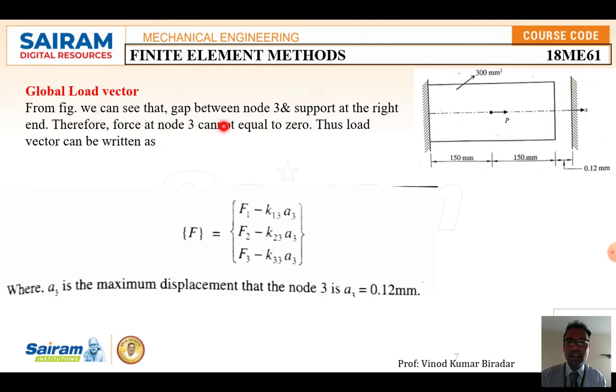We can see that there is a gap between node 3, not node 2 or node 1, and the support at the rigid end. There is a gap between node 3 and the support at the rigid end. Therefore the force at node 3 cannot be equal to 0.